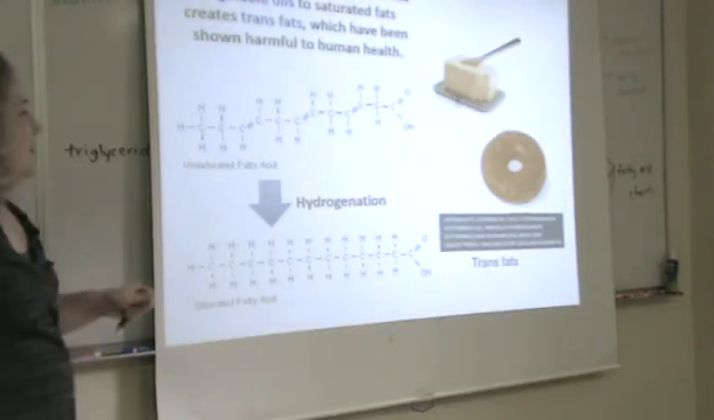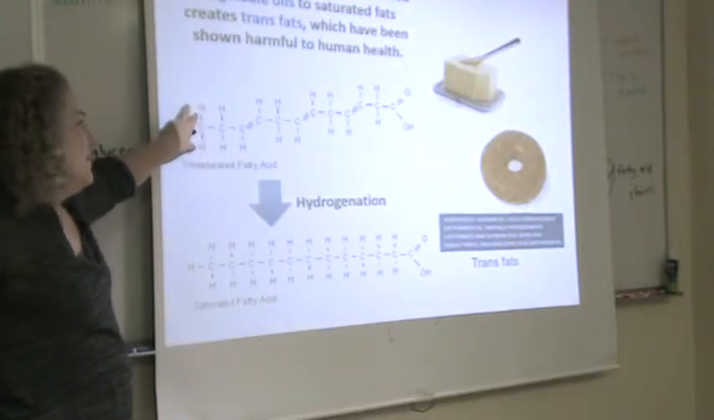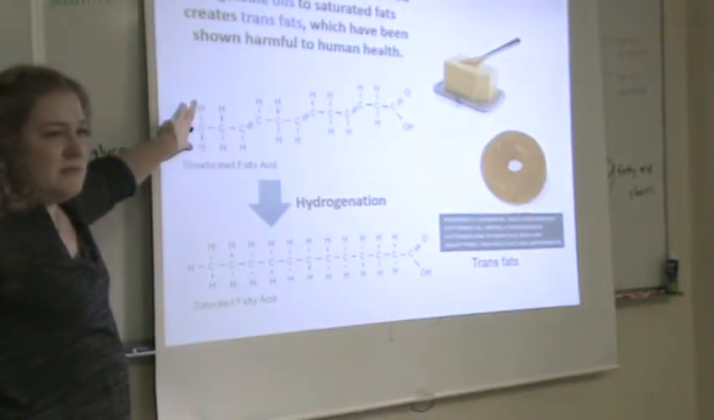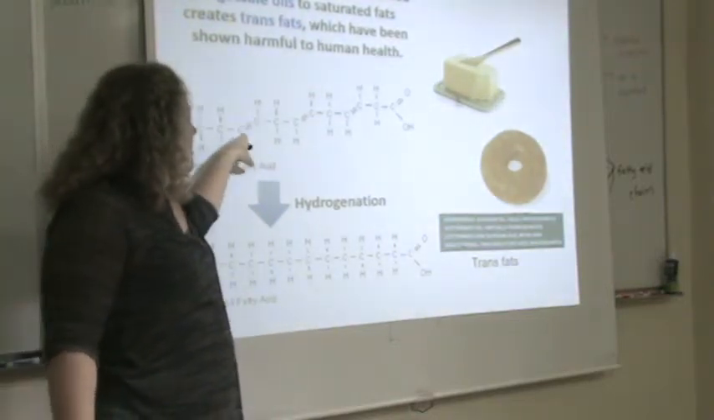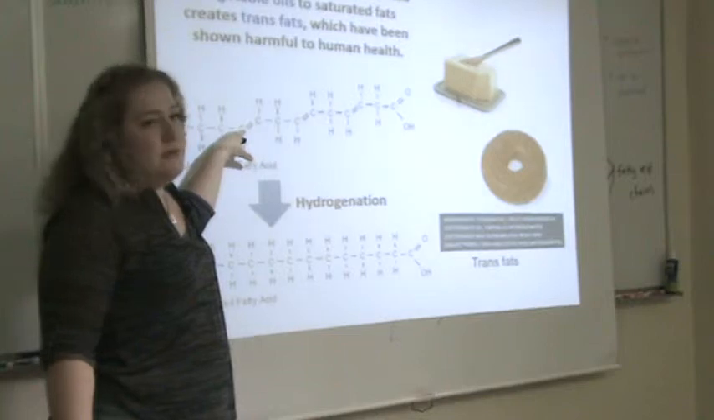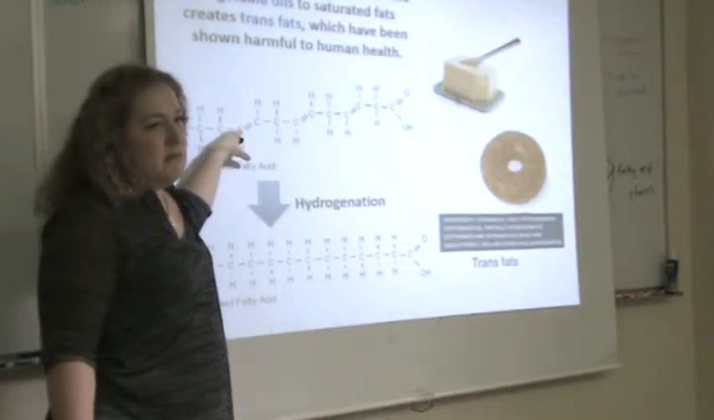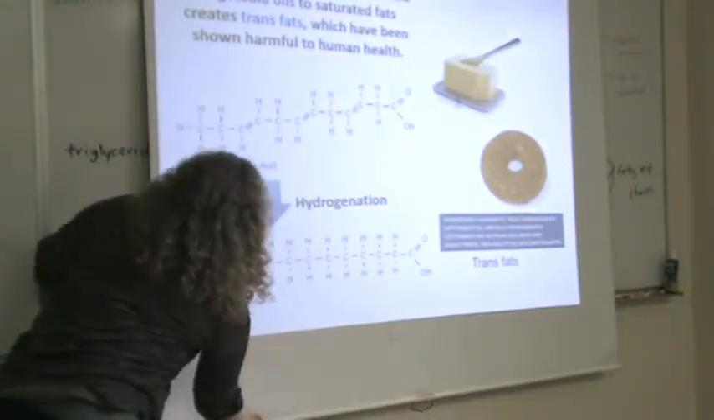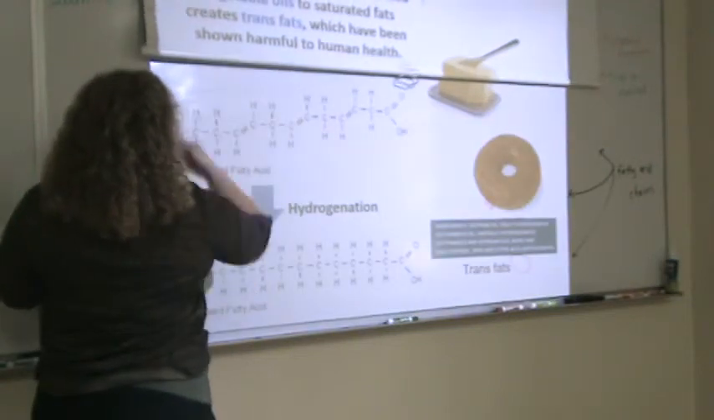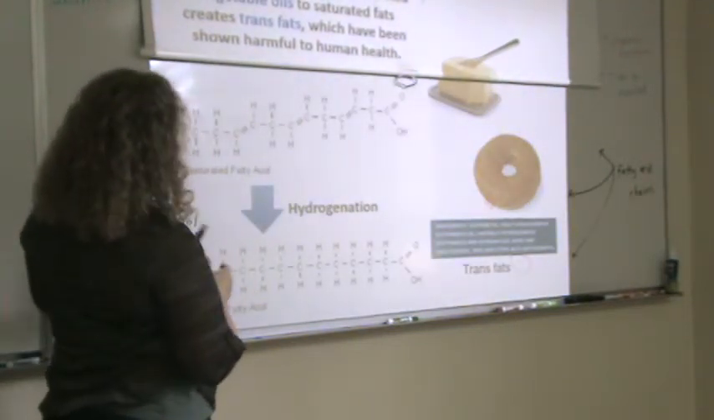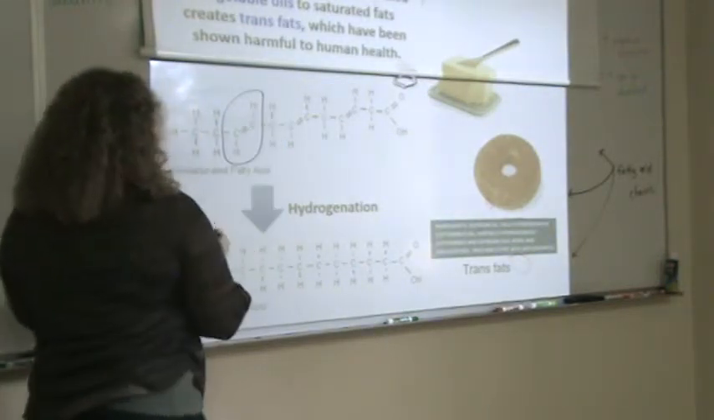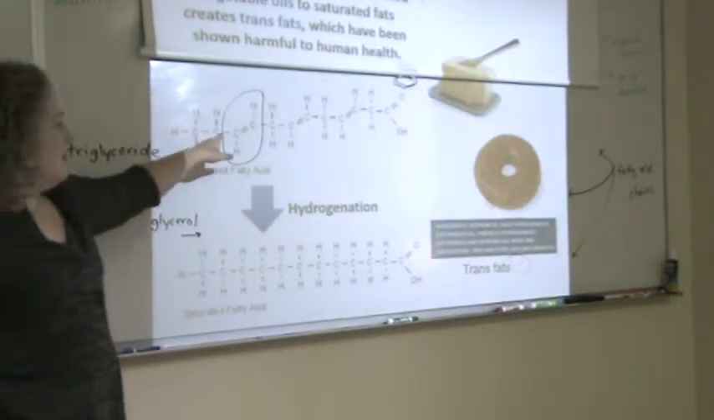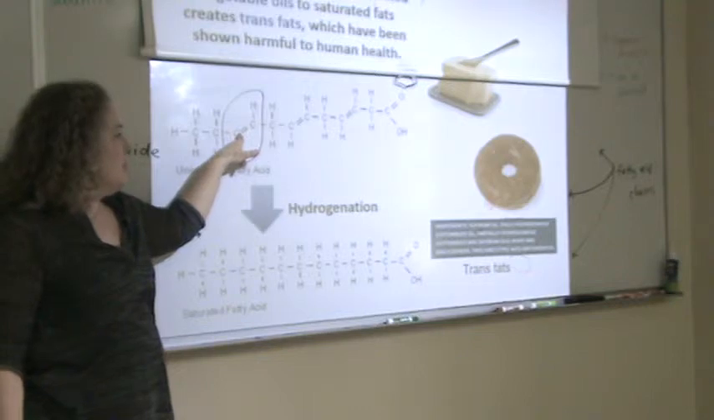It's possible to take cheap oils, plant oils, unsaturated, and in a factory, turn these into single bonds. So look at this spot. I'm going to look right here. So there's some double bonds between those two carbons.